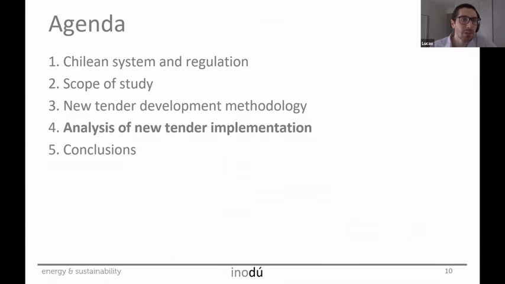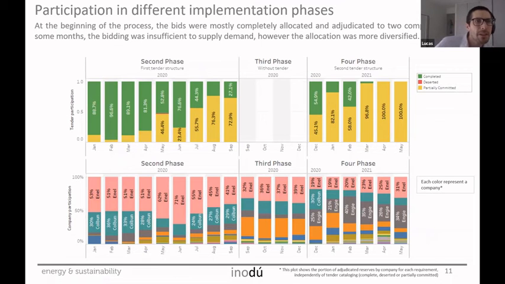Now, we will show different analyses of operational dynamics and cost on the different phases of the ancillary services to understand the impact on the developed tender. First, in this slide, the first row shows how the participation of the ancillary services was, while in the bottom row, we can see the proportion of all the allocated reserves by companies.